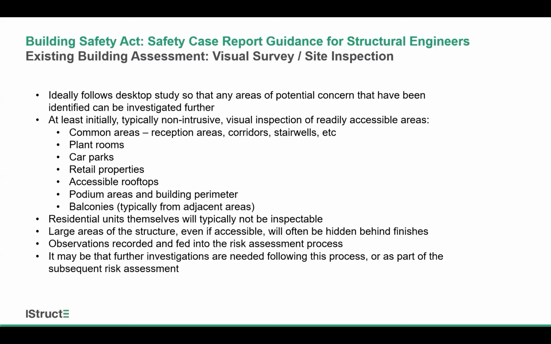The observations from this are then fed back into the risk assessment process. So you've got your desktop study and you've got your site inspection and your observations, and the two of those together then go directly into the risk assessment process. It may be that you need to do further assessment as a result of that process and things that come out of it, but at least initially, generally a visual inspection is an appropriate level of information to feed into the review.